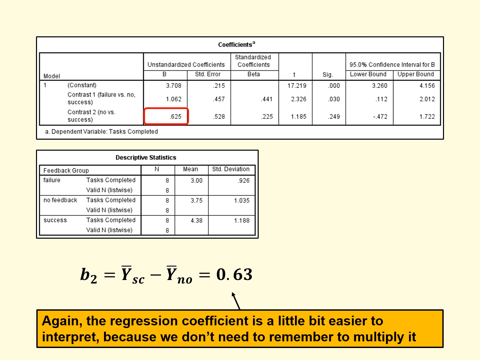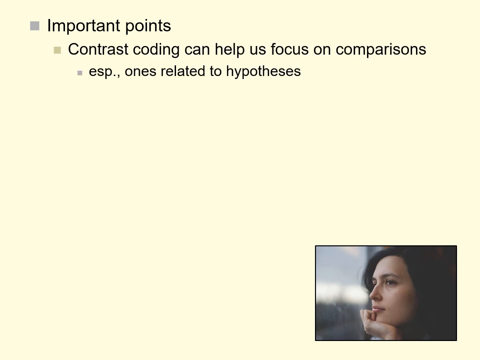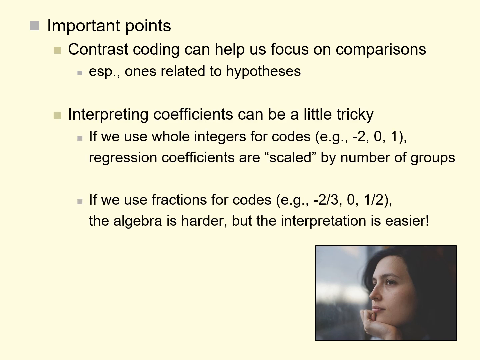A few important points. Contrast coding, however you do it, whether it's using integers or fractions, helps us focus on comparisons or contrasts, and usually they're ones that we want, ones that are related to hypotheses we're trying to test. Interpreting coefficients can be a little bit tricky. If we use whole integers for codes like -2s and 0s and 1s, then those regression coefficients are going to be scaled by the number of groups in our comparison.